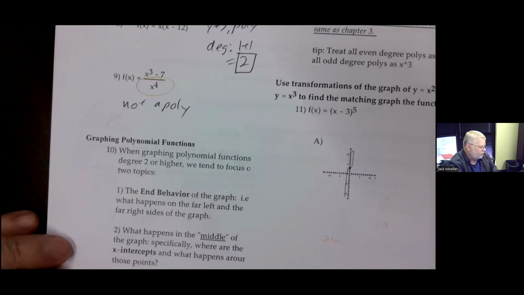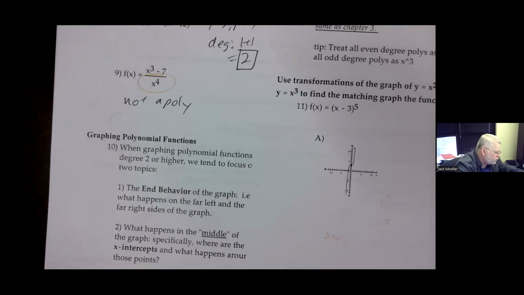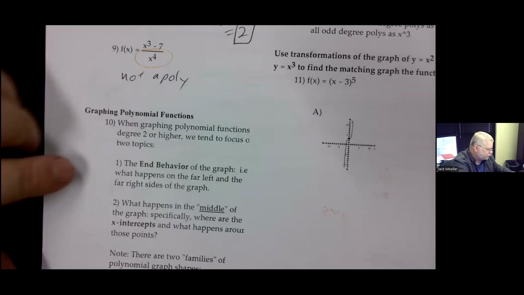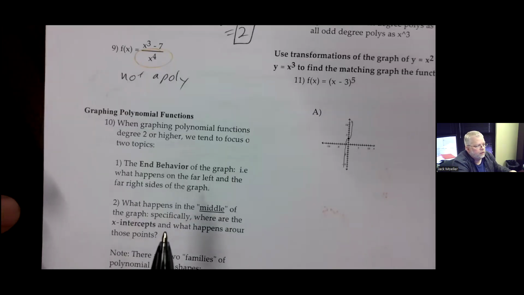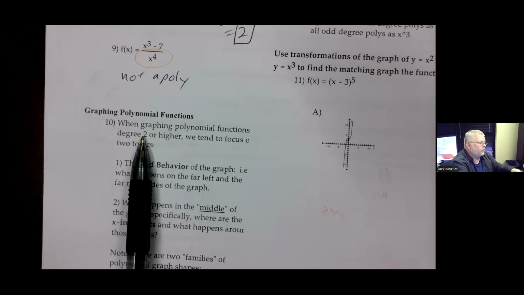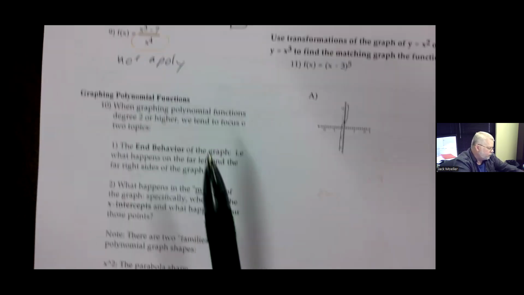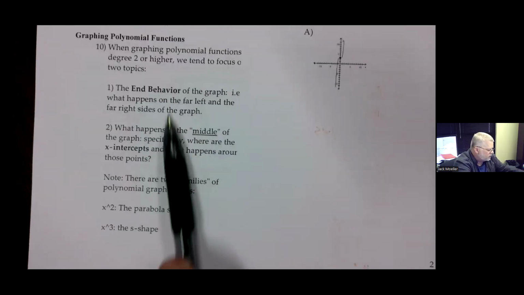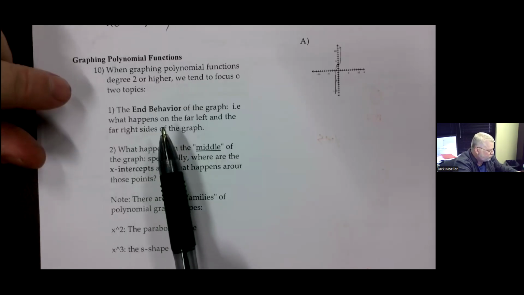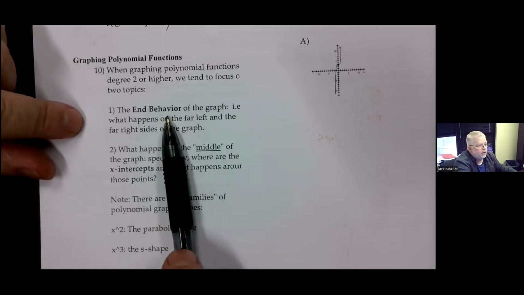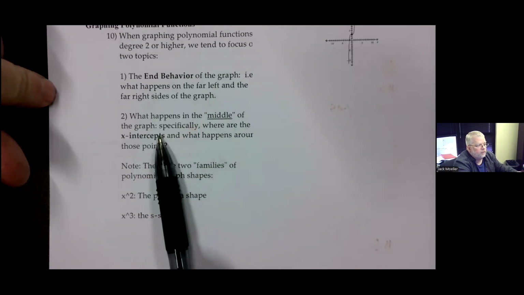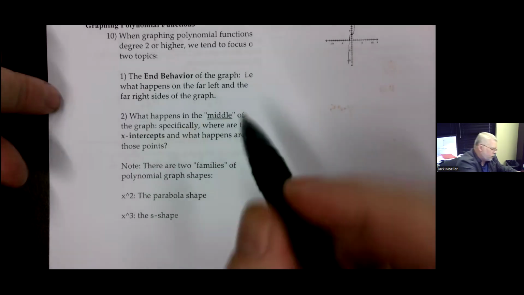So let's go through. There was something about turning points. Oh, well, let's just go through my notes. Okay, so when we're graphing these polynomials, again, we're graphing degree 2 or higher polynomials because lines are degree 1 polynomials. We've already covered that. This is like the third or fourth time I said this, so I'm really trying to make this point. To graph these polynomials, we need to know the end behavior. So what's happening to the far left and the far right side of the graph, what's happening in the middle, basically where are the x-intercepts and what's happening around them.